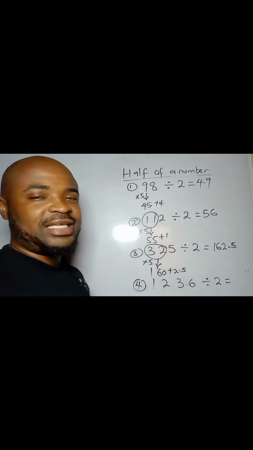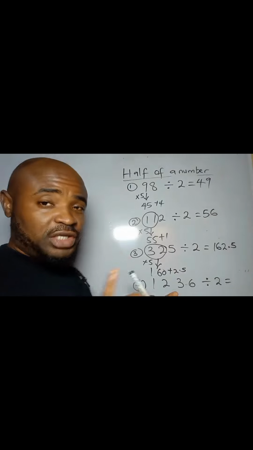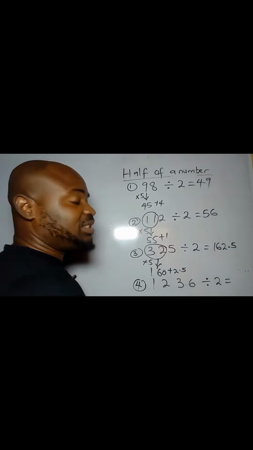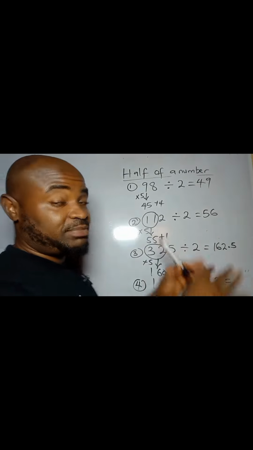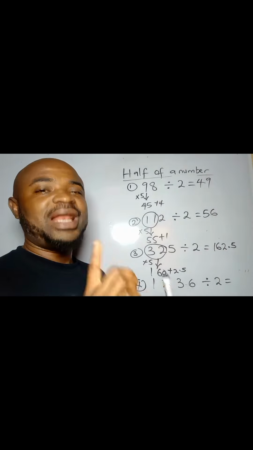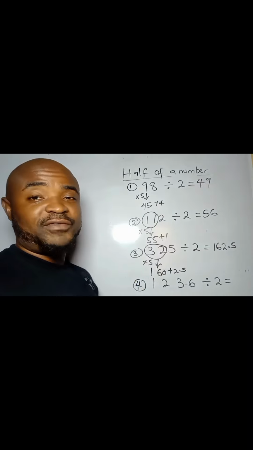Okay, so you can try it on your own at home. Now the major thing you need to note here is always reserve the last digit, that is the unit digit. Then every other digit before it multiply by 5, then you add it up to half of your last digit, and with that you get half of that particular number.